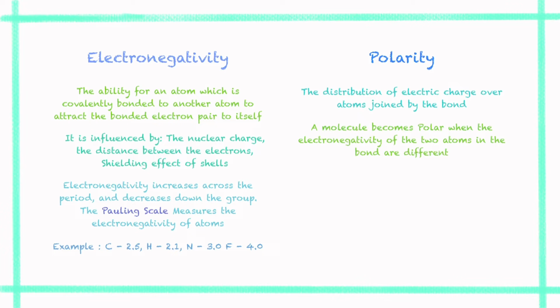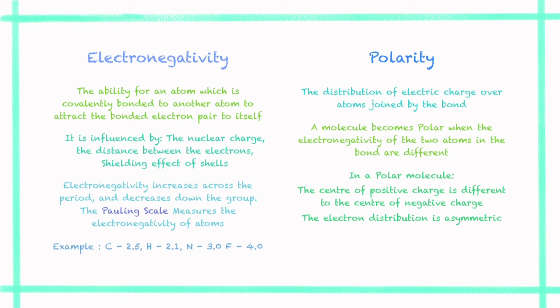In a polar molecule, the center of the positive charge is different to the center of the negative charge. The positive center is closer to the less electronegative atom, while the negative charge center is closer to the more electronegative atom. The electron distribution is also asymmetric. Consequently, the two atoms in the bond also become partially charged. A permanent dipole is also formed within the bonds.